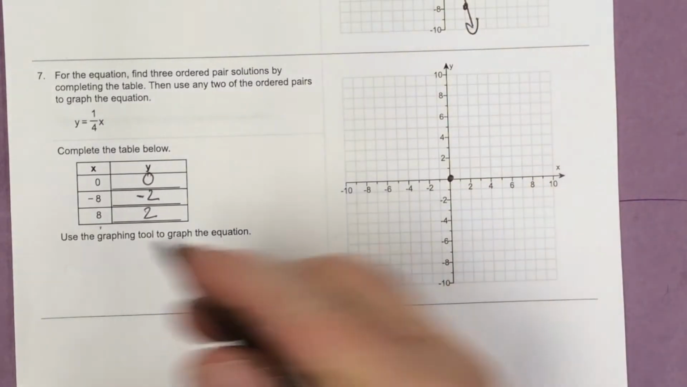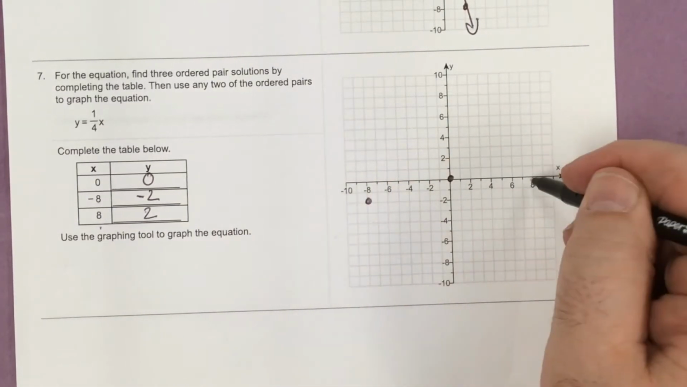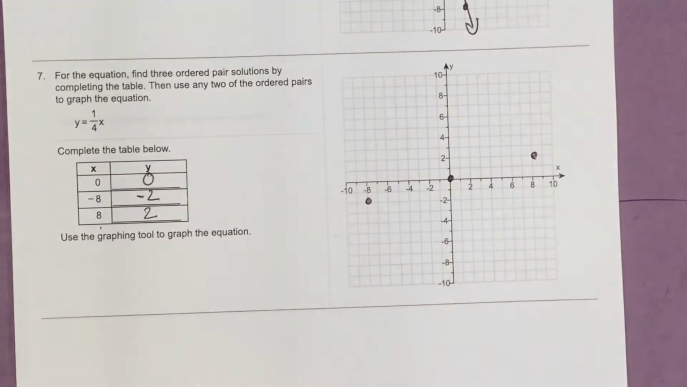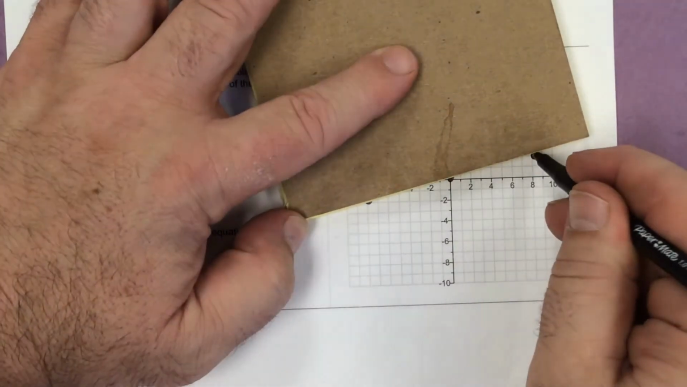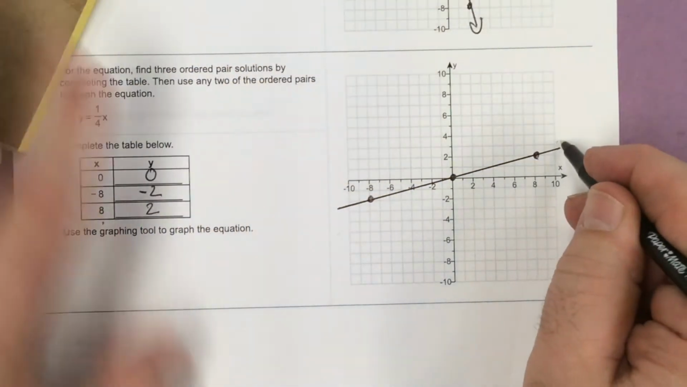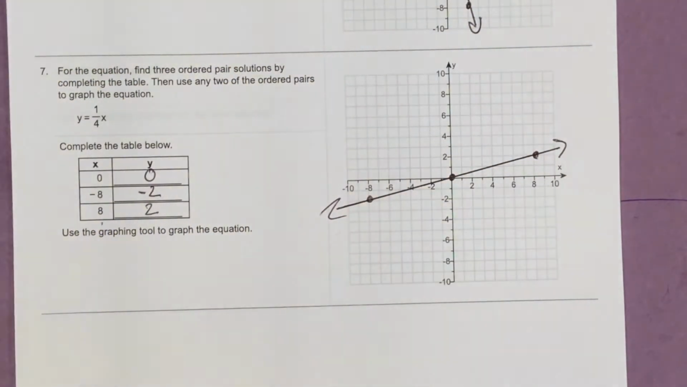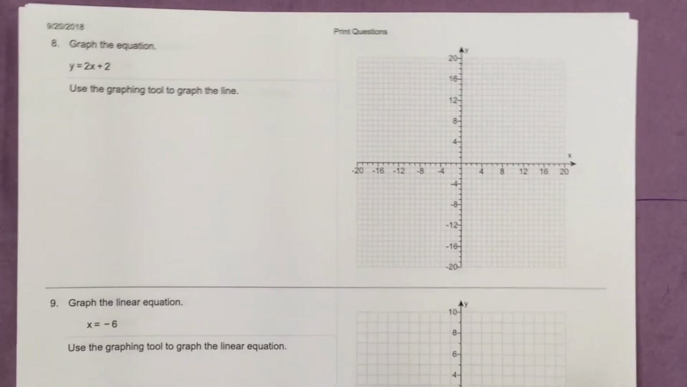One is 0, 0. One is negative 8, negative 2. And the other one's going to be 8, positive 2. And sure enough, it looks like these are going to form a straight line again. And you use your tool on the calculator to draw those, but we're just teaching how this works here today on paper. Let's go ahead and take a look at the next one now.